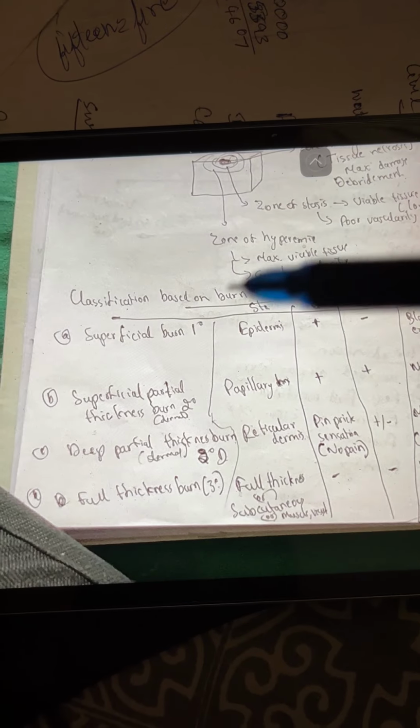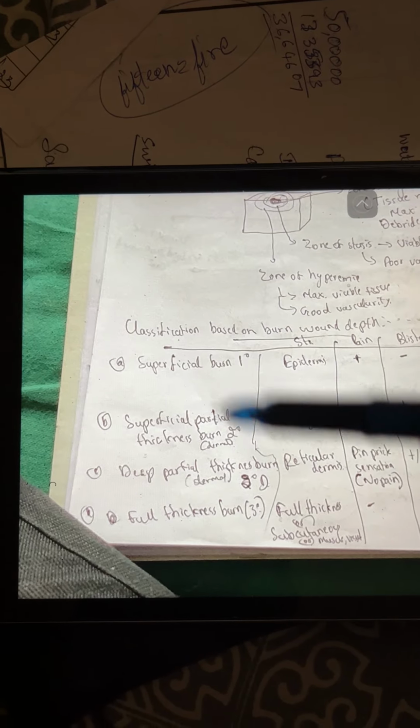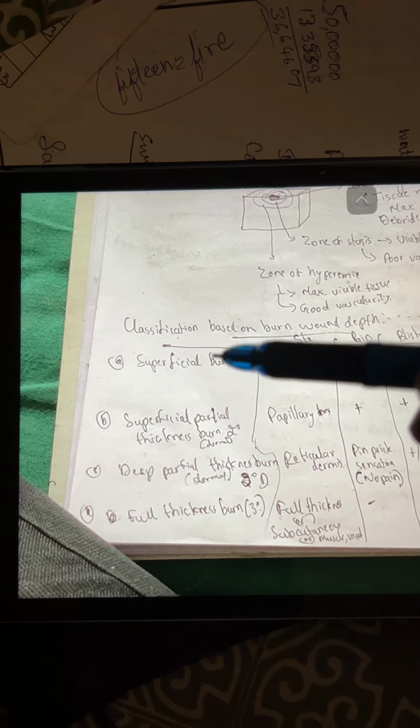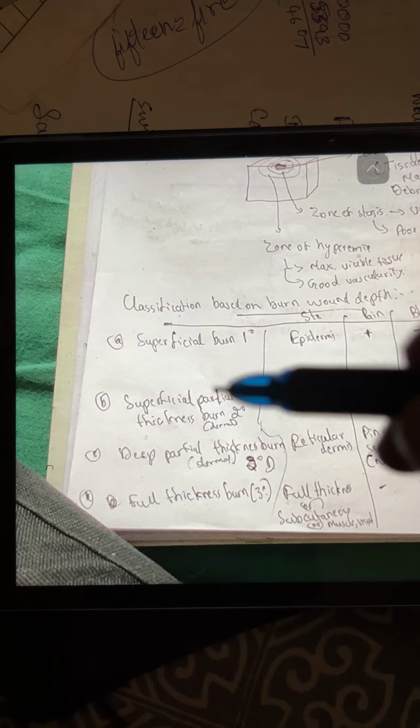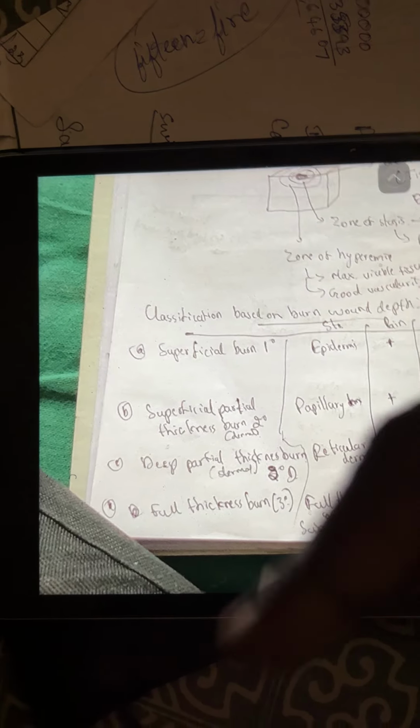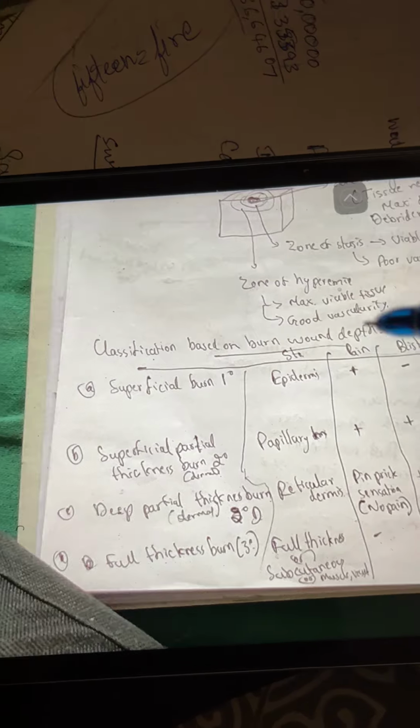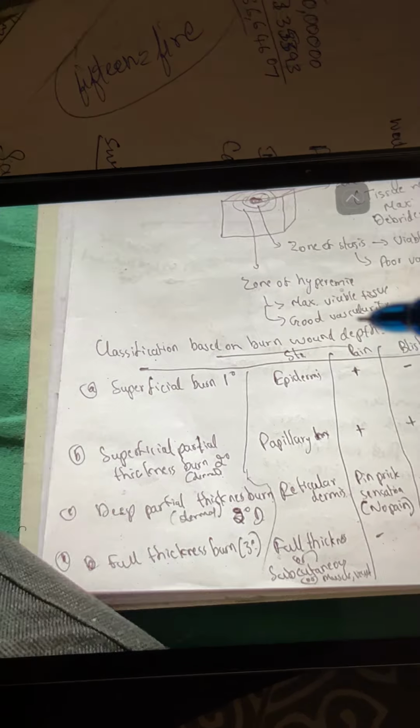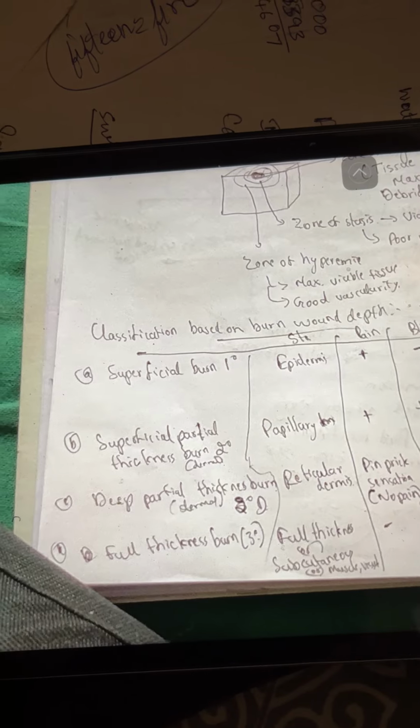Coming to the classification of burns, you have to remember that partial two are there. First is superficial, then superficial partial, then deep partial, then full thickness. If you know the two partial ones, you can fill in above and below. Sites are epidermis, papillary dermis, reticular dermis, subcutaneous tissue. These all are layers of skin. You have to know the layers of skin to know this.